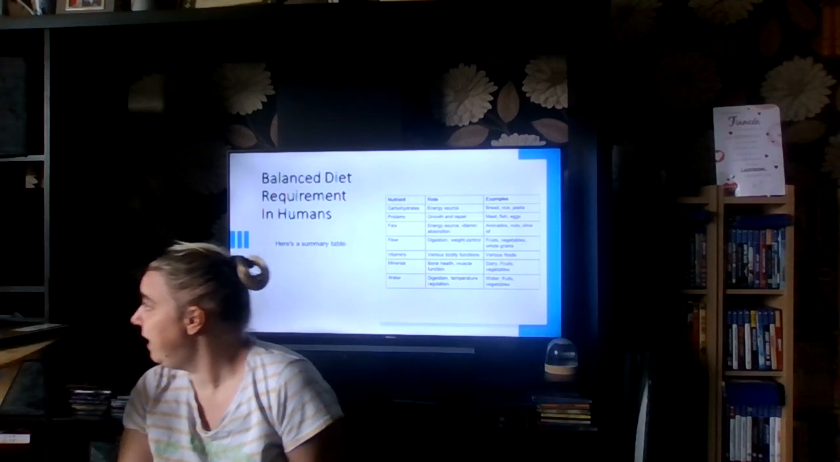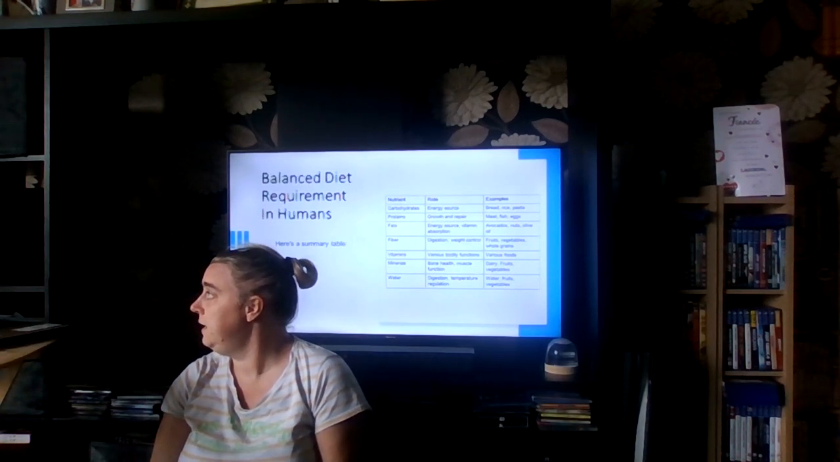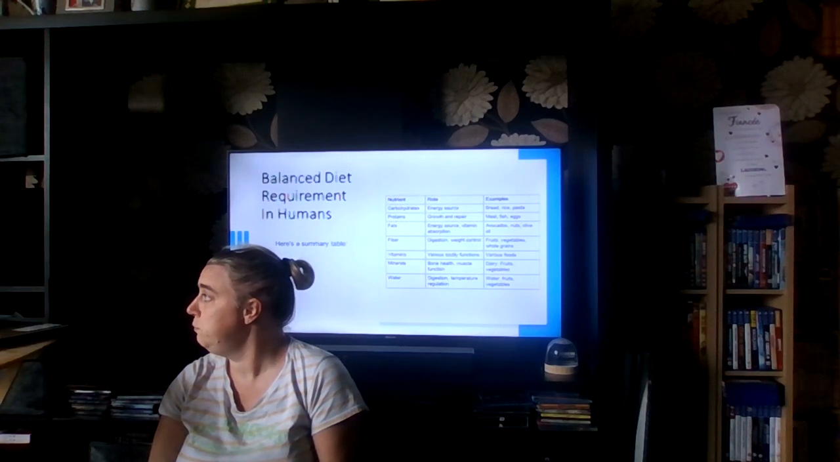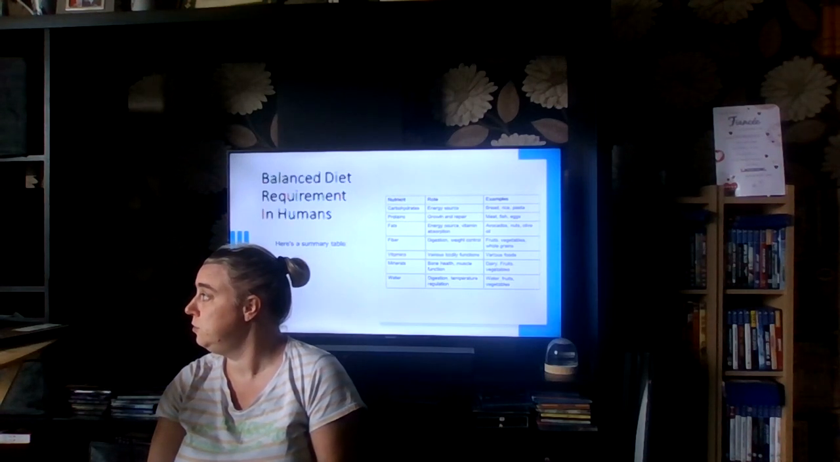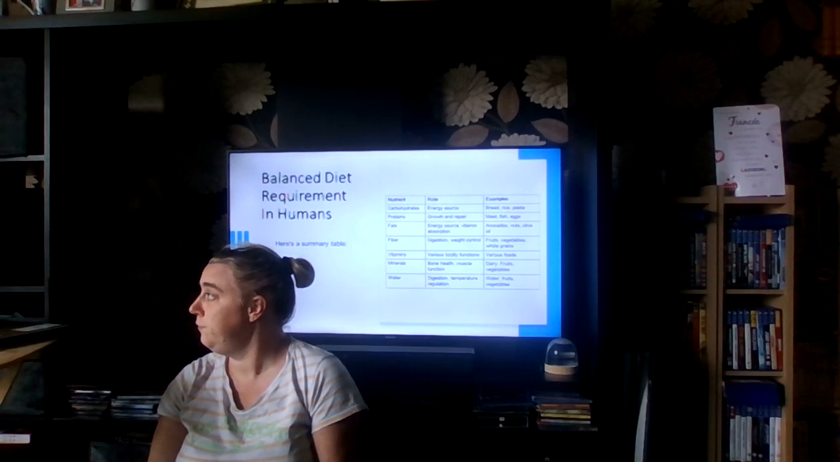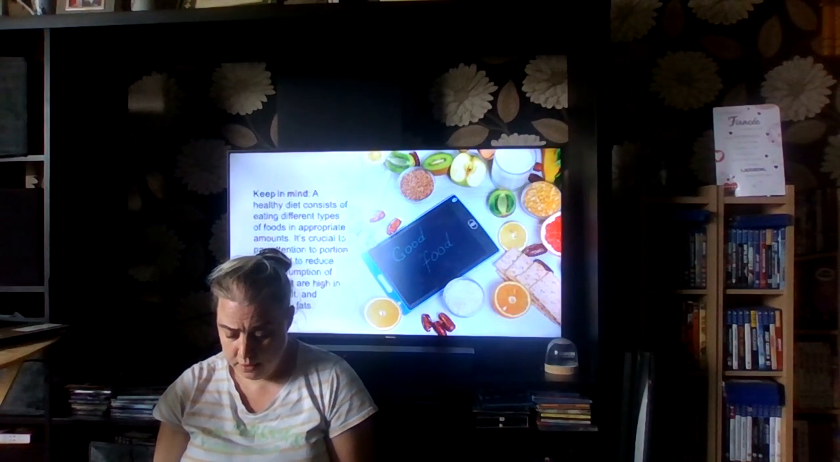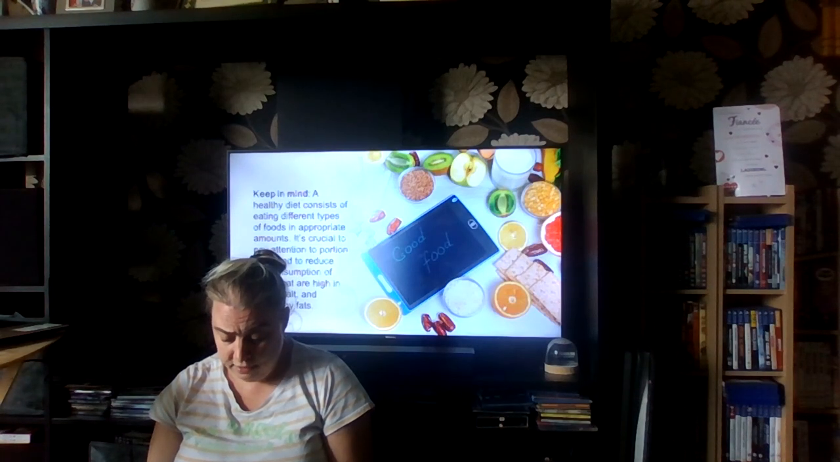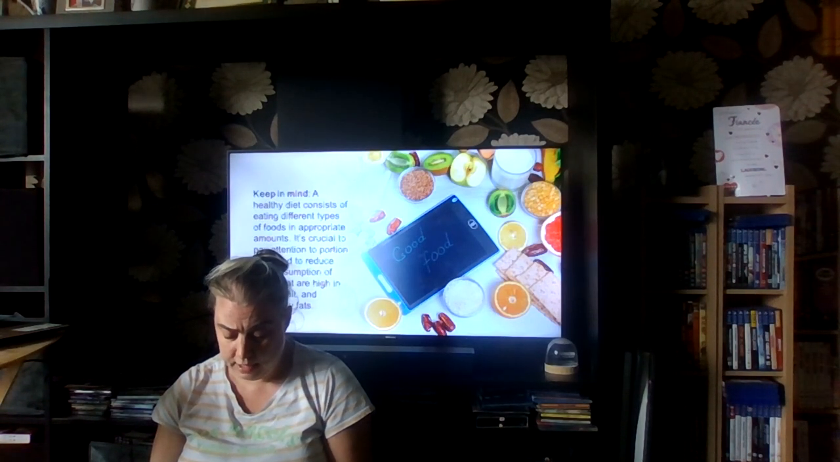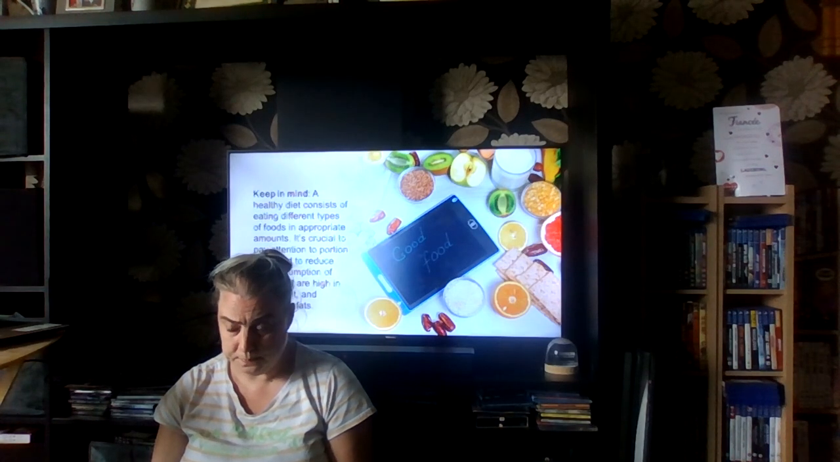So here we have carbohydrates, an energy source, and examples to eat. Protein helps growth and repair. Fats, energy source and vitamin absorption. Fibre, digestion and weight control. Vitamins, various body functions. Minerals, bone health and muscular function. Water, digestion and temperature regulation. So to keep that in mind, a healthy diet consists of eating several of the foods in the right amounts. It's crucial to pay attention to portion sizes and reduce the consumption of foods that are high in sugar, fat and unhealthy fats.